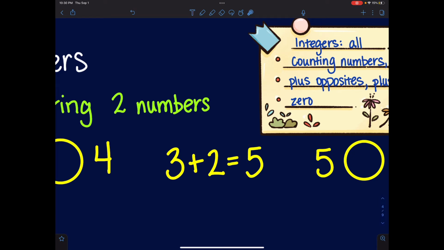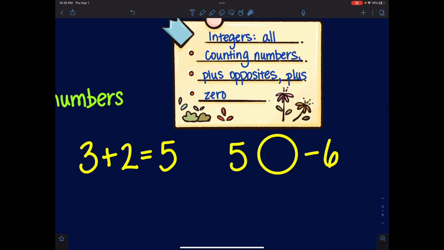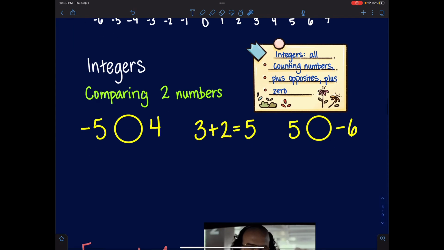Okay, easy peasy. What about this one? If you are comparing 5 and -6, which number is bigger? Well, you have to decide which one is more to the right on the number line. Since this is a positive number, I'd rather have $5 than -6, so I'm going to choose that one. That one's greater. Okay, easy peasy.